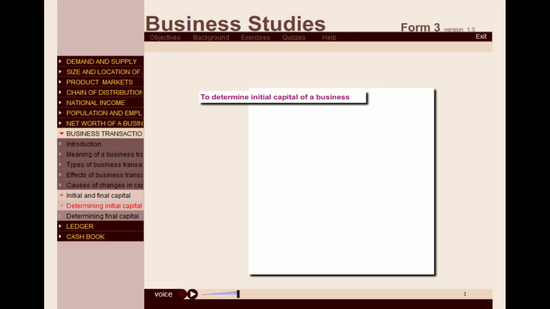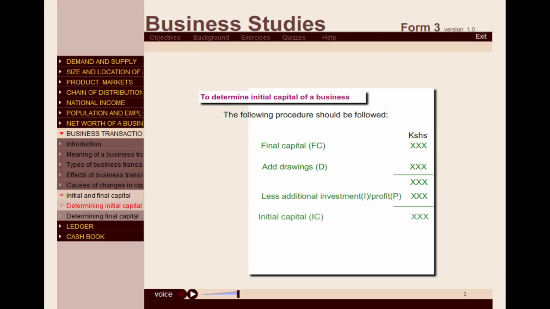To determine initial capital of a business, the following procedure should be followed. Final capital, that is FC. Add drawings, that is D. Less additional investment, that is I, or profit, P, is equal to initial capital, that is IC. In case of profit, IC is equal to FC plus D minus P minus I. In case of loss, IC is equal to FC plus D plus L minus I.